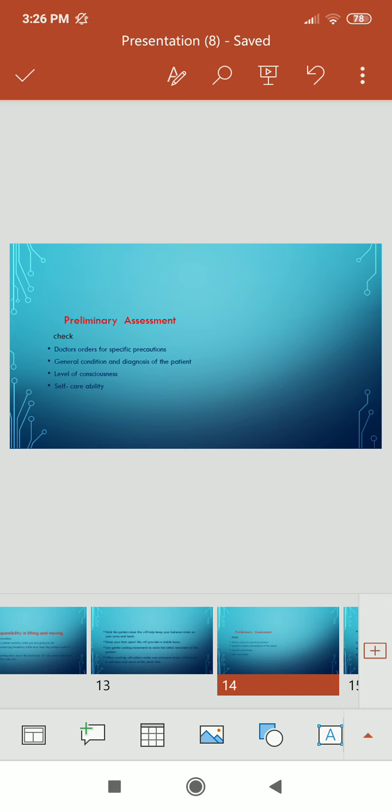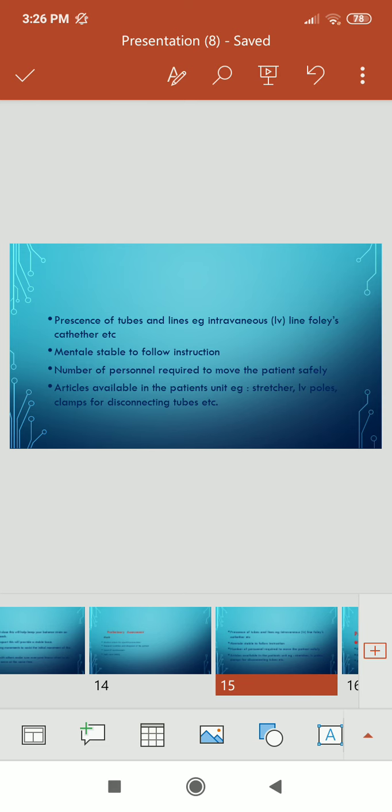Preliminary assessment. Check doctor's orders for specific precautions, general condition and diagnosis of the patient, level of consciousness, self-care ability, presence of tubes and lines, for example intravenous IV line, Foley catheter, mental status to follow instructions, number of personnel required to move the patient safely, and articles available in the patient's unit, for example stethoscope, IV poles, clamps for disconnecting tubes, etc.